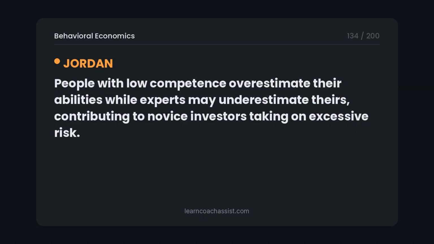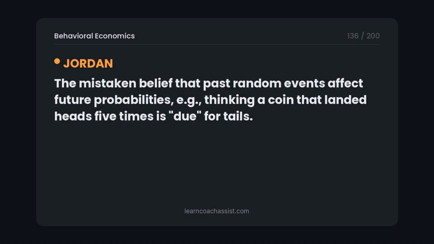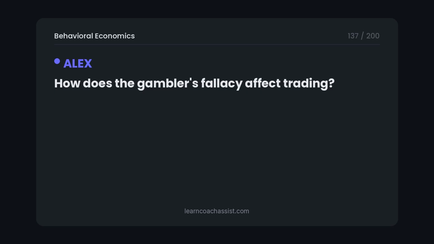What is the Dunning-Kruger effect and how does it relate to market behavior? People with low competence overestimate their abilities while experts may underestimate theirs, contributing to novice investors taking on excessive risk. What is the gambler's fallacy? The mistaken belief that past random events affect future probabilities, e.g., thinking a coin that landed heads 5 times is due for tails.